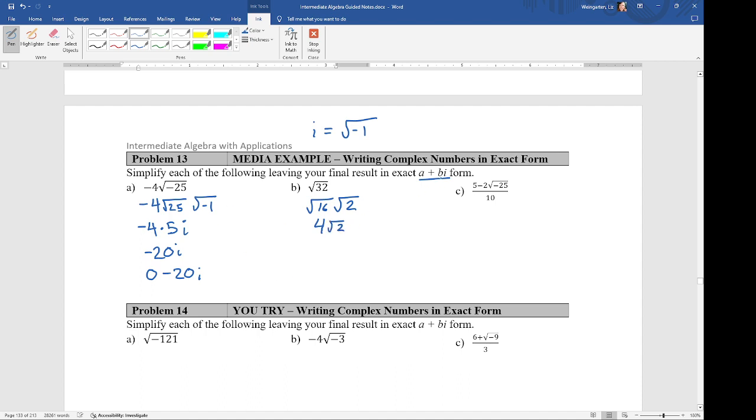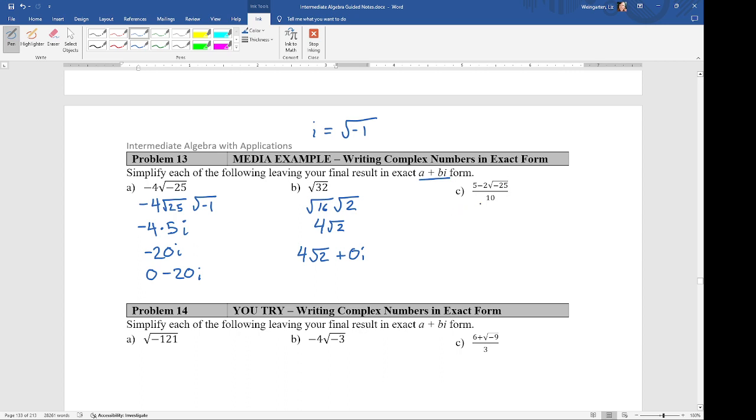There is no i here, but they want us in a plus bi form. So we can assume that our b is 0 because we have no i. So our answer is going to be 4 times the square root of 2 plus 0i.